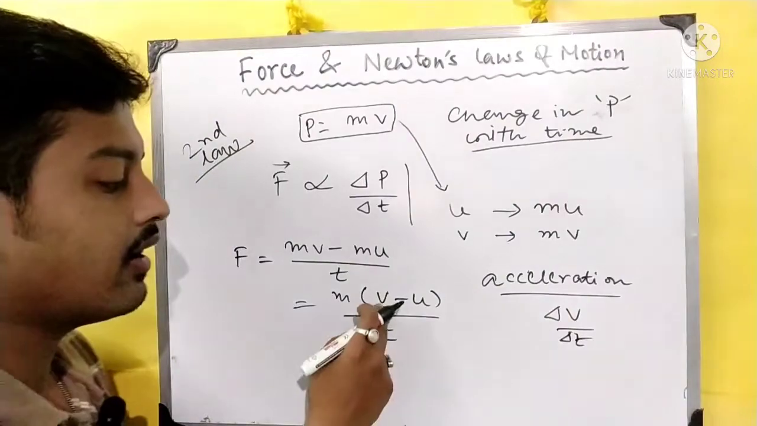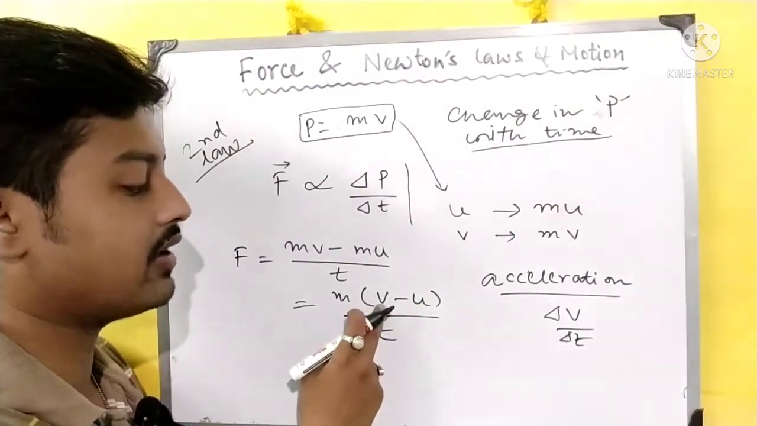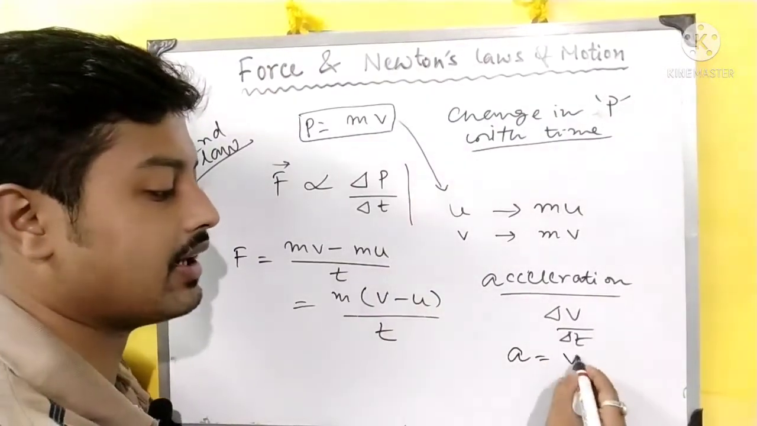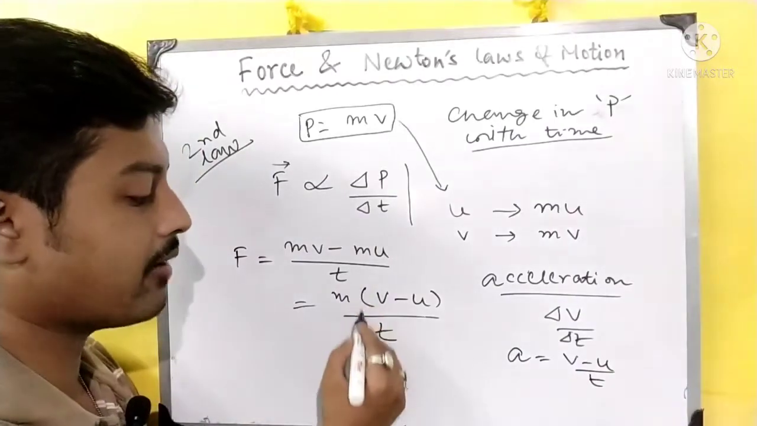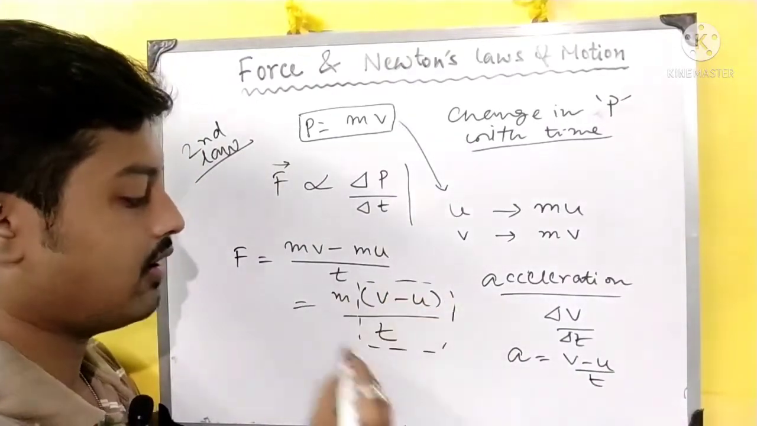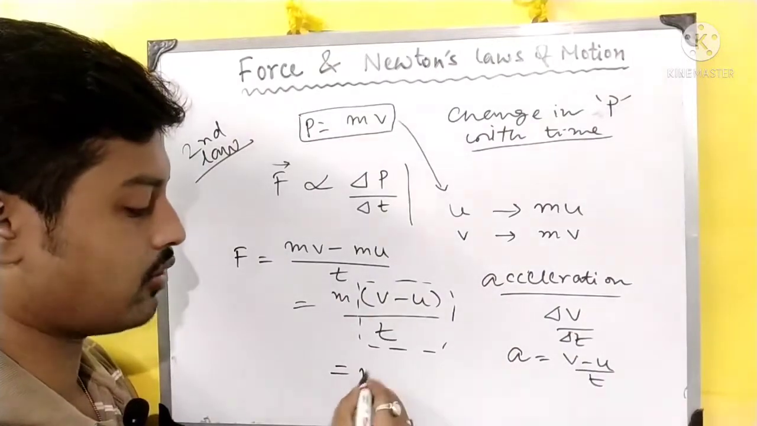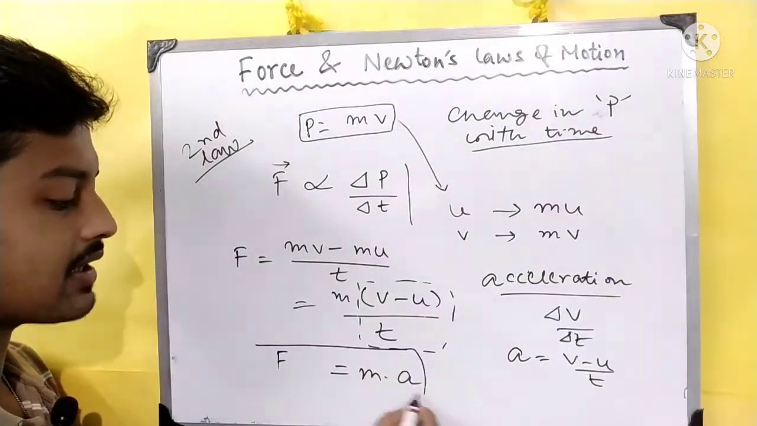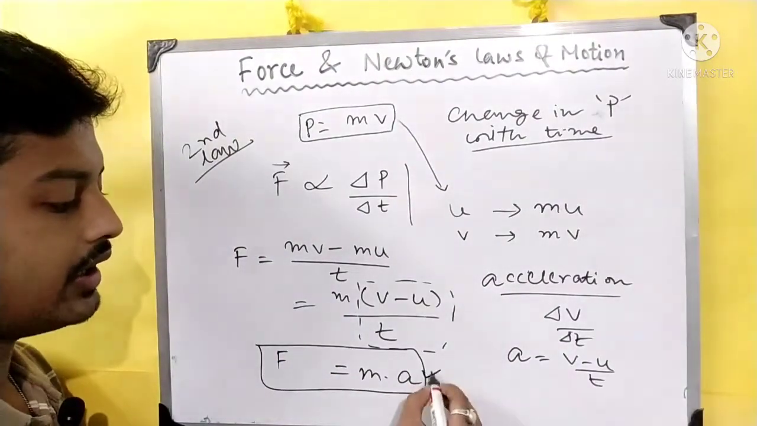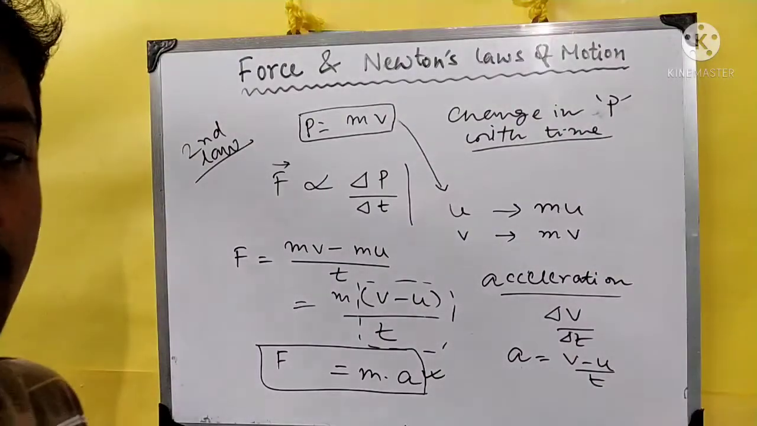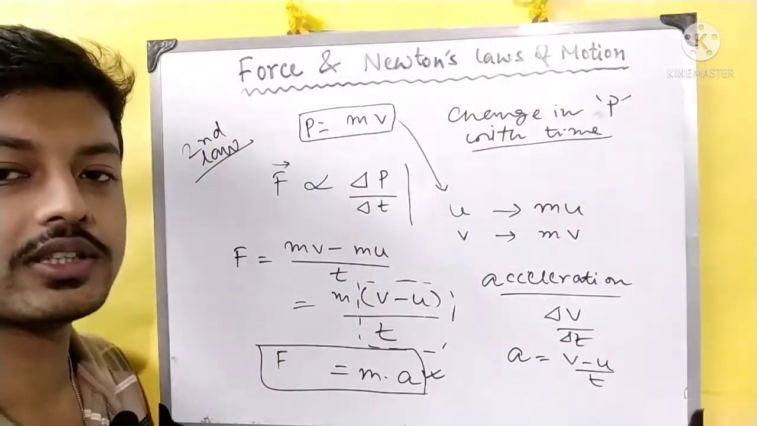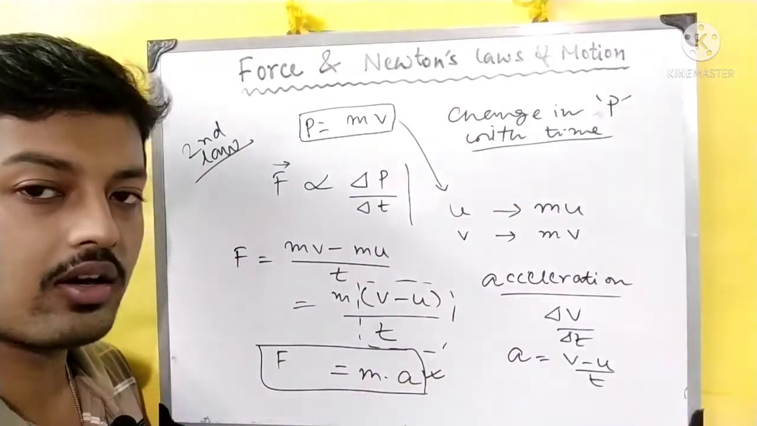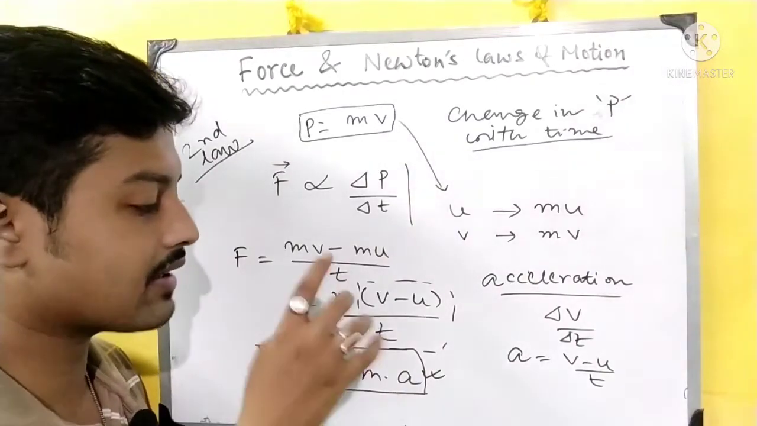Here the initial velocity is u and the final velocity is v. This is the change in velocity and it is happening with respect to time. That means acceleration can be written as v minus u by t. So we can replace this entire expression by a, that is acceleration. So m times a equals the force applied externally to the body. This is the mathematical expression of Newton's second law, where the force applied equals the product of the mass of the body and its acceleration.